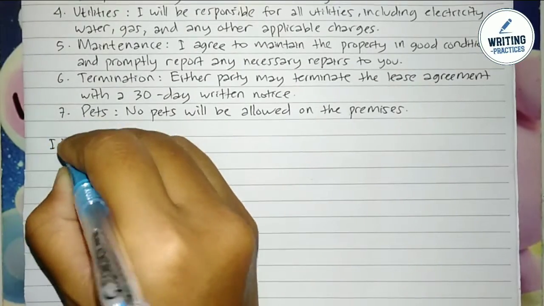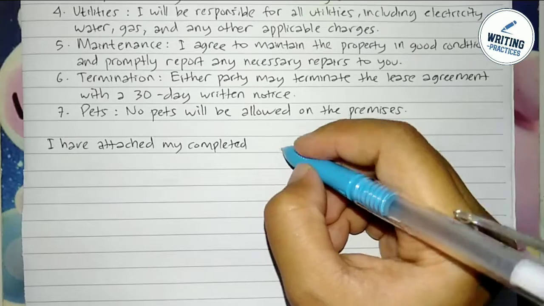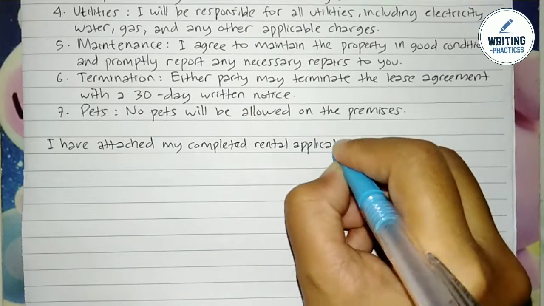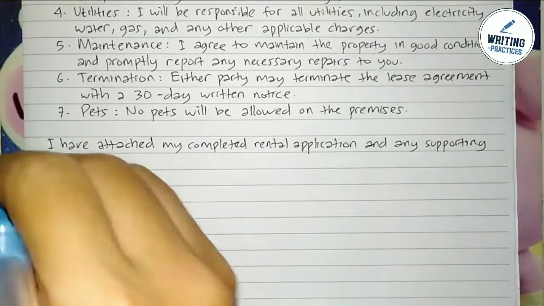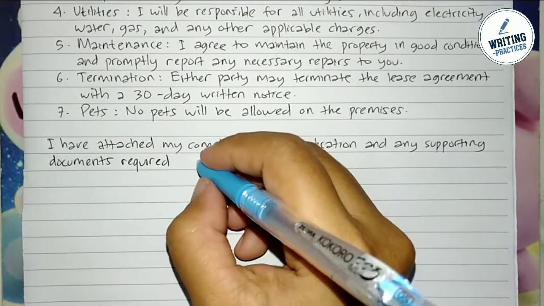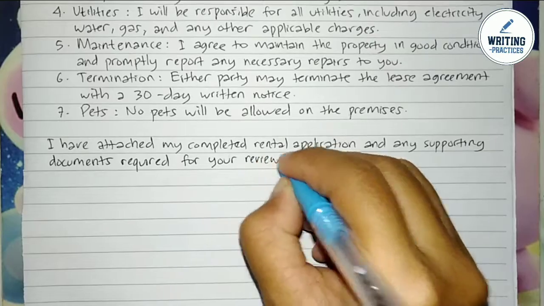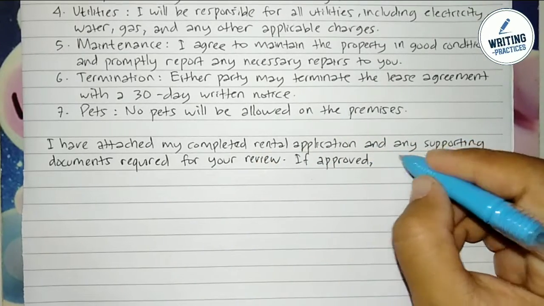In the 3rd paragraph, this is where you write about application and documentation attachment. It means, you need to mention the attachment of the rental application and supporting documents. If you have no idea what to write, you may simply copy this. I have attached my completed rental application, and any supporting documents required for your review.